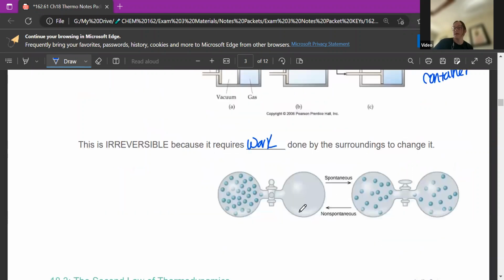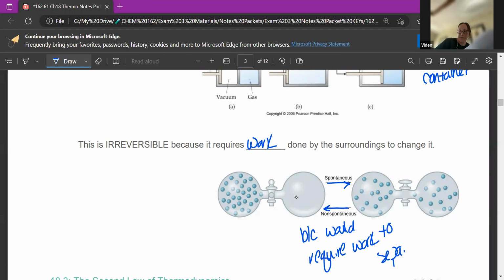Okay. Same thing. This is a picture of if I've got a gas on one side, a vacuum on the other. I open it up. Of course, it is going to fill. It is going to spread out. That is the spontaneous process in the forward direction. To go backward, that would be non-spontaneous. Gases are not just going to spontaneously all go to one side. That's not how gases work. They like to fill the container. So the reverse reaction is non-spontaneous because it would require work to separate. Okay, so if it requires work to actually get it to go back, it's technically an irreversible change.